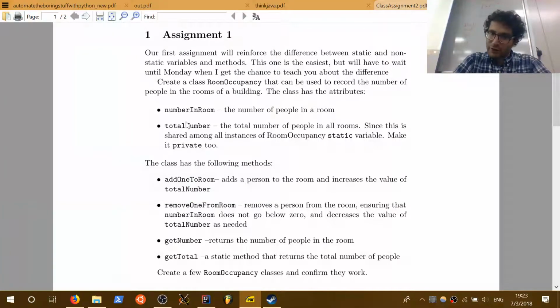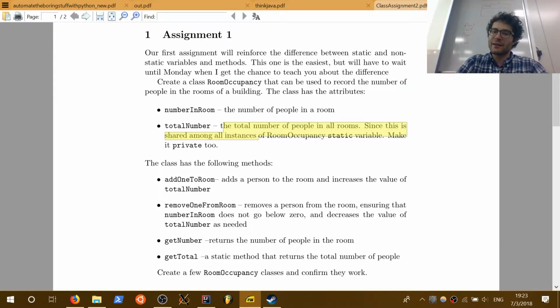So let me record this. Room occupancy has two values. One is the number of people in a room, the number of people in this room occupancy class. Then there's total number, which is the total number of people in all rooms. Since this is shared, that's the total number of people in all the room occupancy classes.